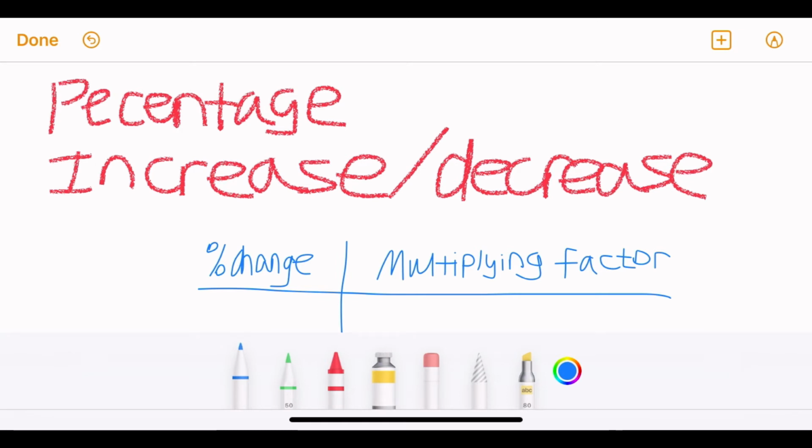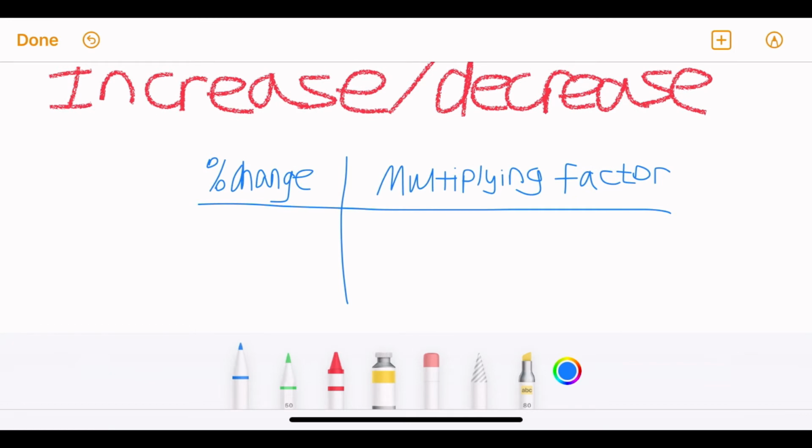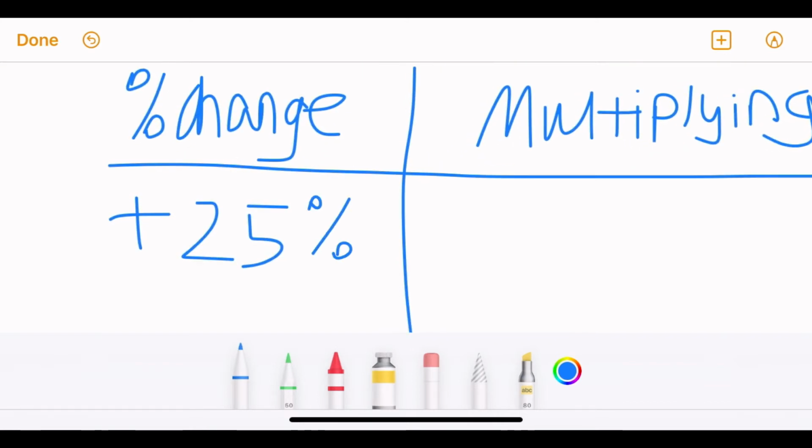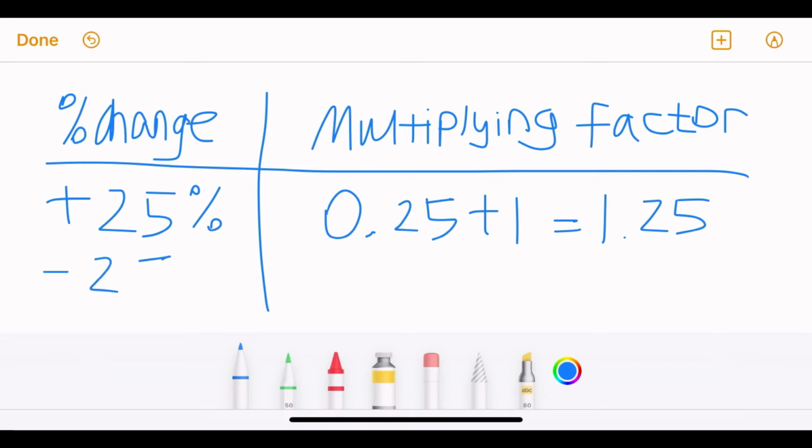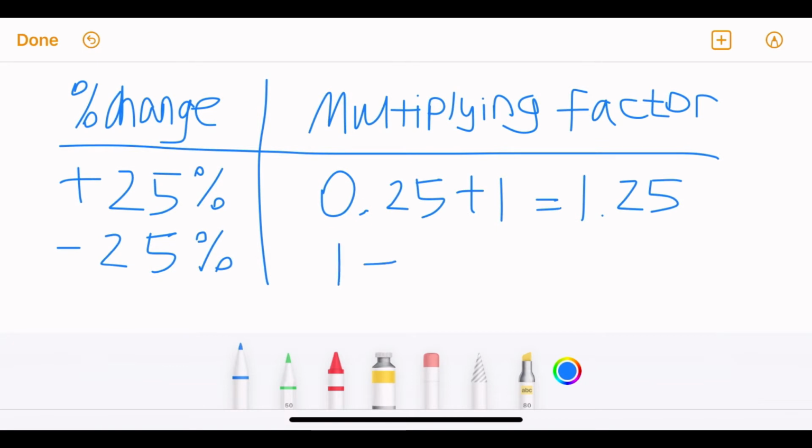Moving on, we have percentage increase or decrease. Before we look at any examples, I want to introduce you to a concept called the multiplying factor, here in this table. Now, if we have a percentage increase of 25%, to find the multiplying factor we first find 25% as a decimal, and that is 0.25. Then we add it to 1, and it will give us 1.25. What if we have a 25% decrease? It's pretty similar, but instead of addition, we do subtraction from 1: 1 minus 0.25.